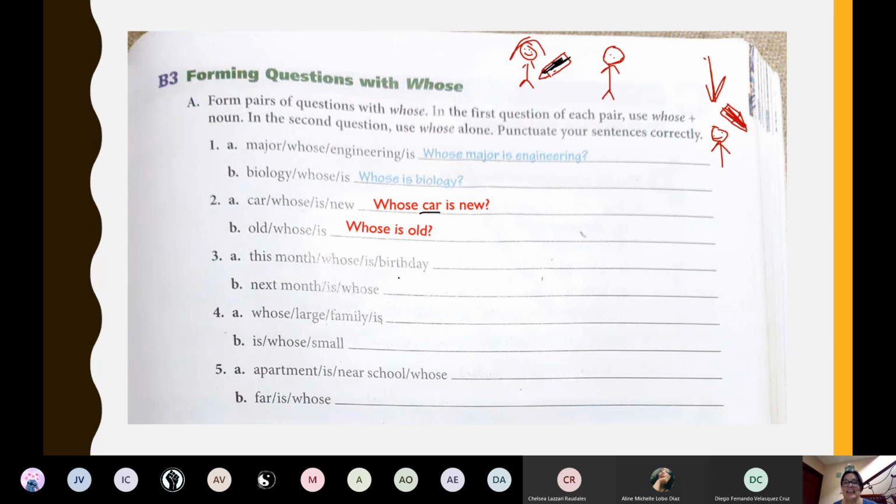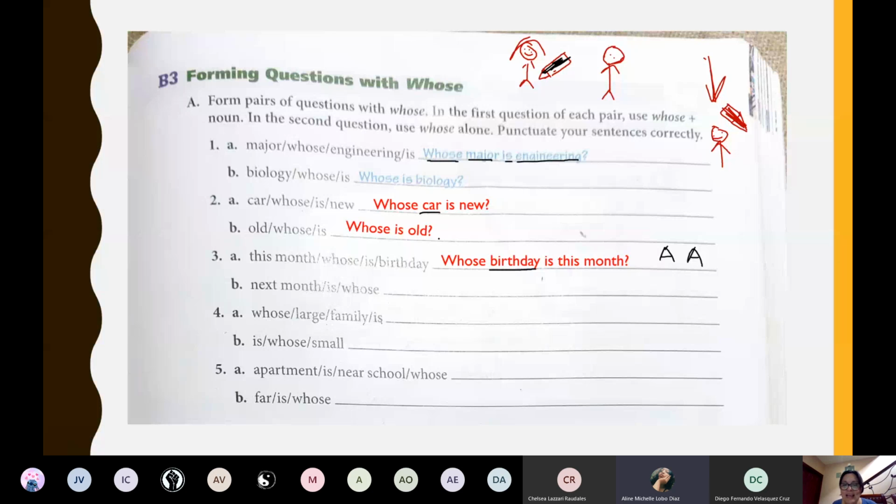Okay, let's see the structure. First we have whose. Then we have the noun, then we have is, and the rest. So here we have to have first whose, and then what? Whose birthday is this month? Excellent. You have to move birthday to say whose birthday is this month, because you are asking about the birthday. Whose birthday is this month? This month in June is Albert and Anna's birthday.